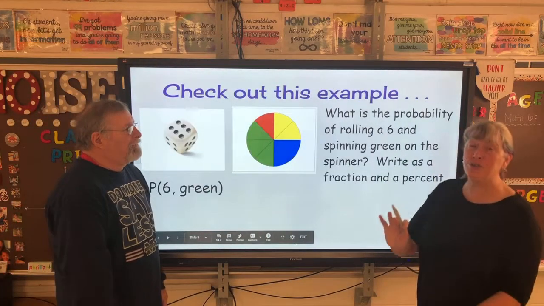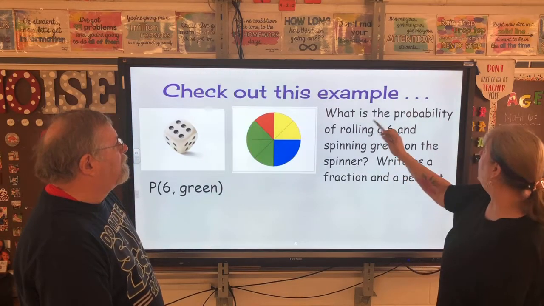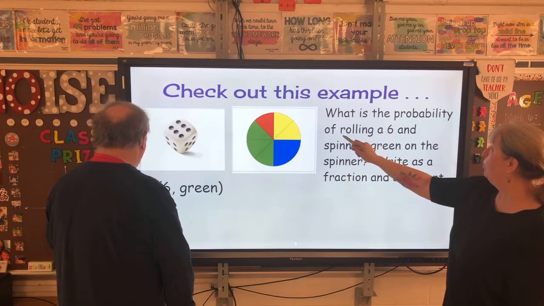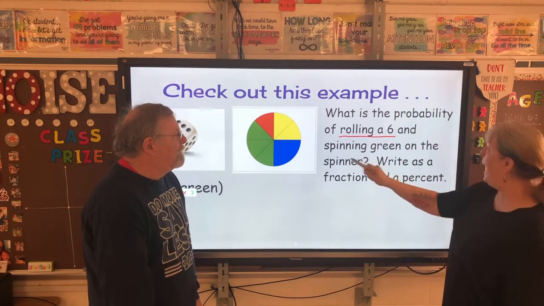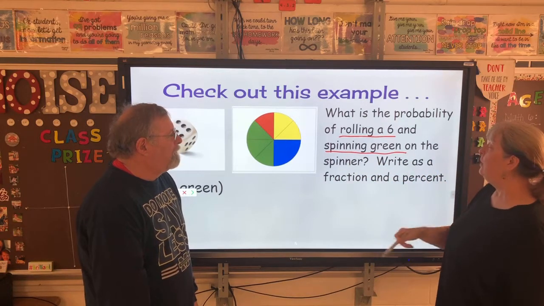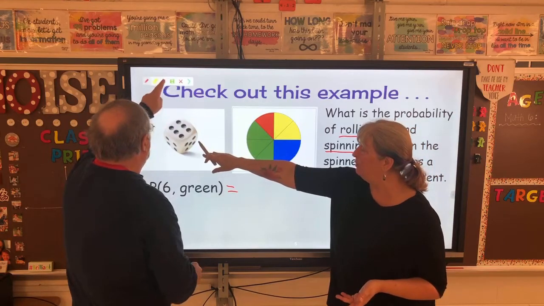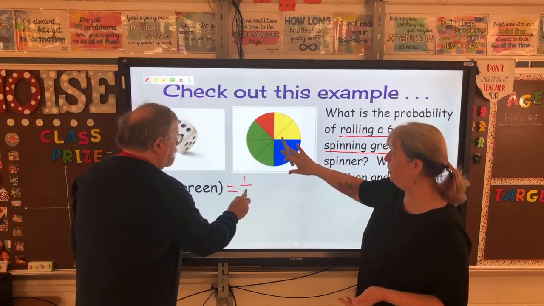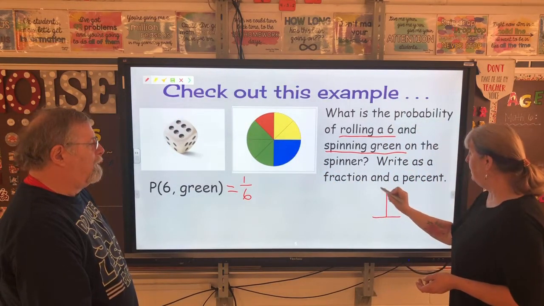All right. First, we want to read it and decide if it is independent or dependent. What is the probability of rolling a 6 and spinning green on the spinner? So if I look over here at my sample space, I have a visual of the die. I have a visual actual sample space of the spinner. And yeah, they're independent of each other. So this is the independent event.